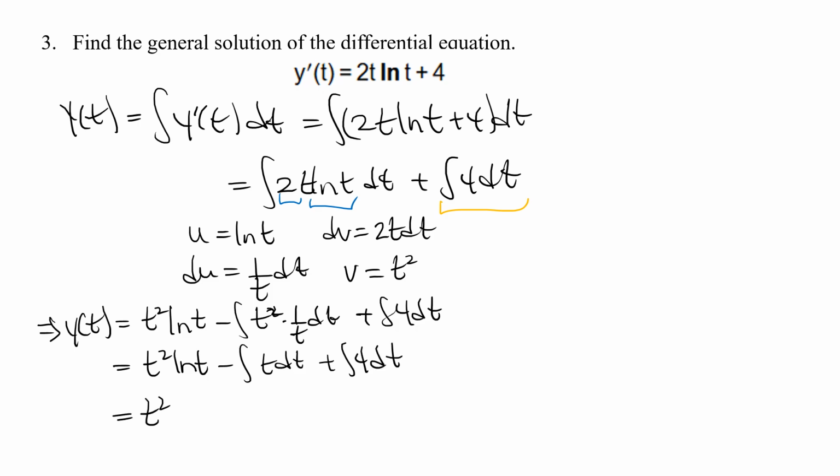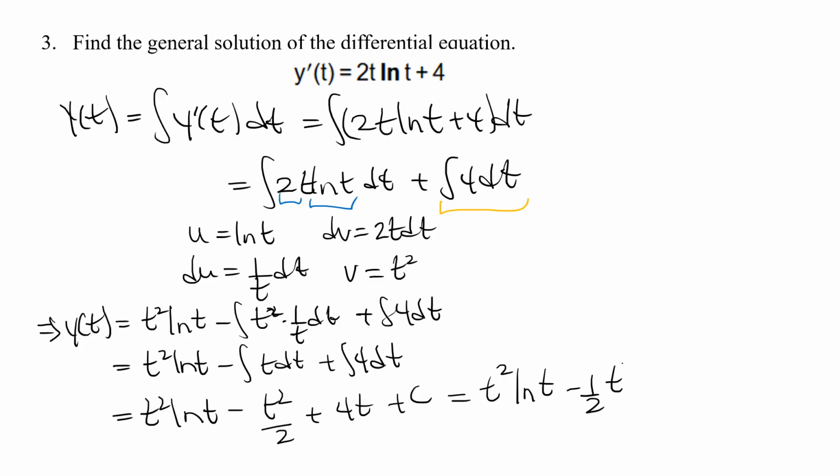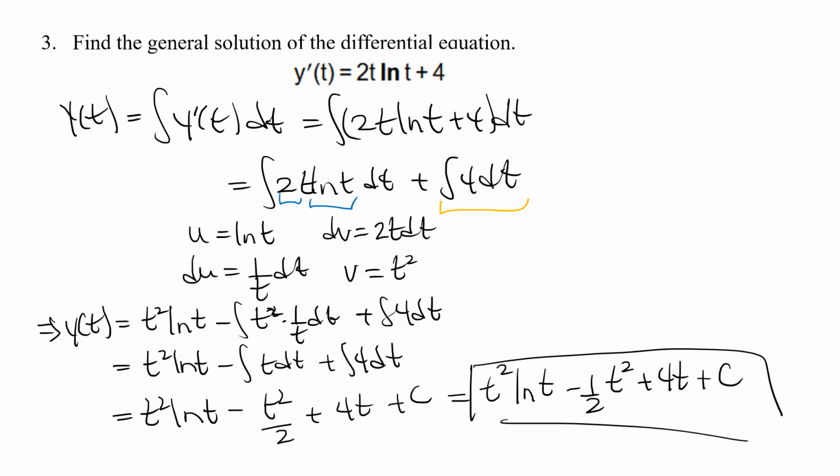So t squared ln of t, the integral of t is t squared over 2, and the integral of 4 is 4t. Again, it's an indefinite integral, so plus c. The final answer can be rewritten as t squared ln of t minus 1/2 t squared plus 4t plus c. And there you go. This is our general solution that satisfies that differential equation.